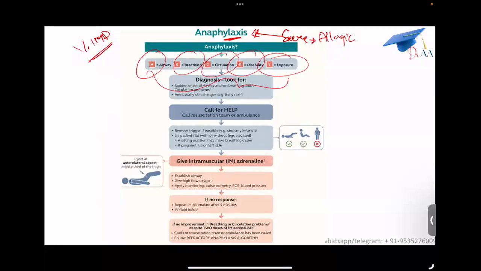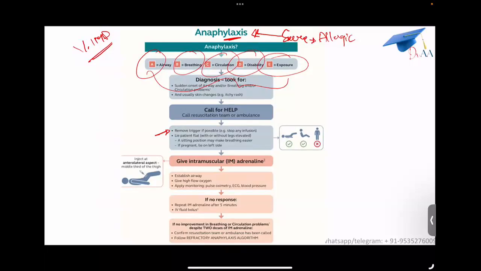If the patient says, I just took a food and it ended up like this, then the first step will be to remove the trigger, if any trigger is there. For example, if a bee sting is present on the skin, just remove the bee sting. If it's food and the chewed food particles are still in the mouth, you can remove those particles. Most of the time, the trigger will already have been removed by the time they come to the emergency department.